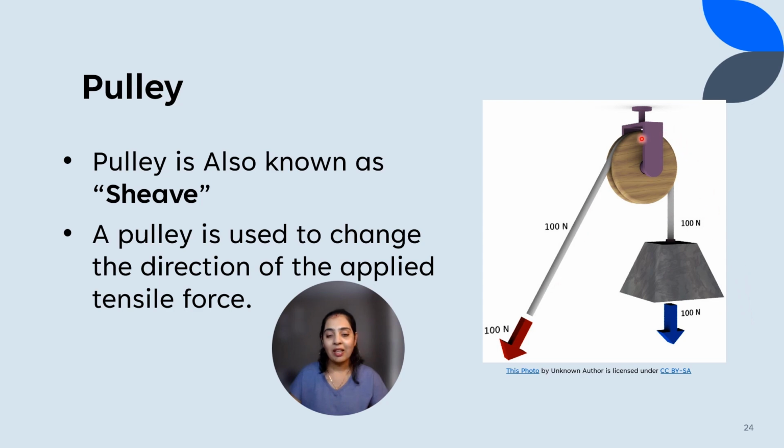So you can see this is a pulley wheel and the rope is holding the weight and force is applied at this end. The force is also equivalent to 100 Newton and the distance to which it is lifted is also equivalent to the distance the rope is pulled. So here the direction of applied tensile force is changed and this weight is lifted up.